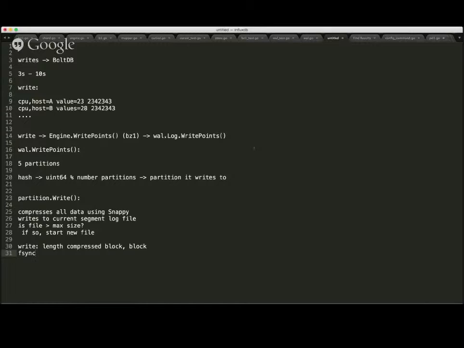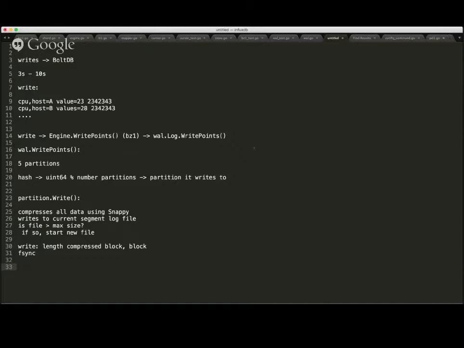So once you get a response from the WAL that write points has succeeded, it sends it on up the chain to engine write points, and then the user will get a response back that the write succeeded. Once they've received a response that the write is good, they know that the data has actually been fsynced to disk, so it's durable.